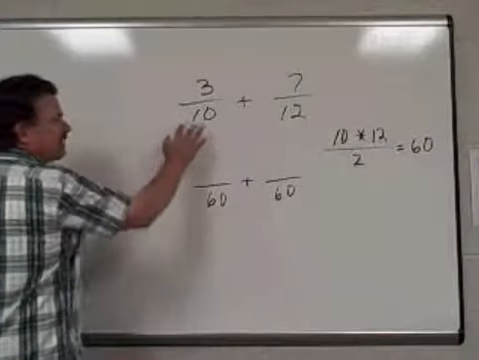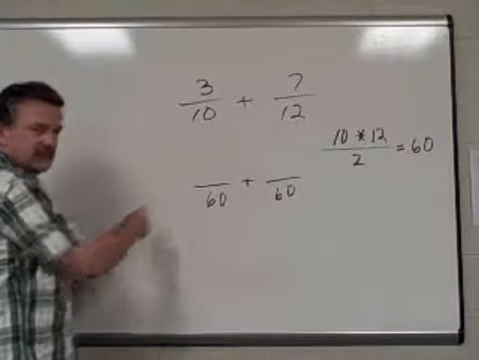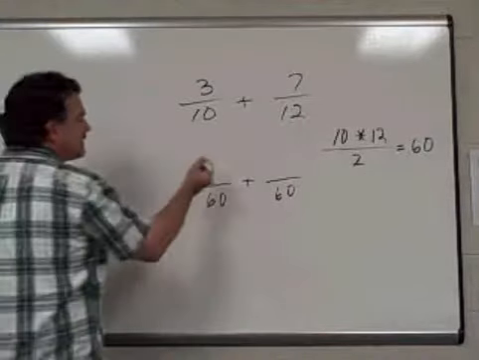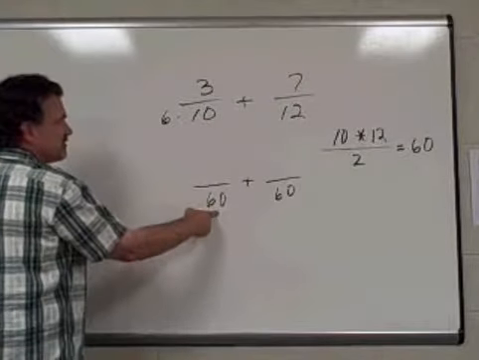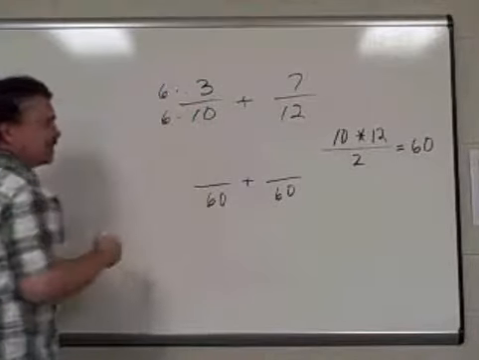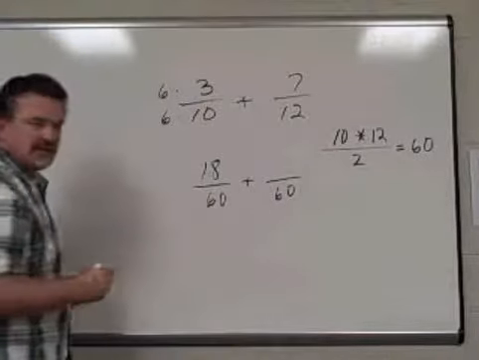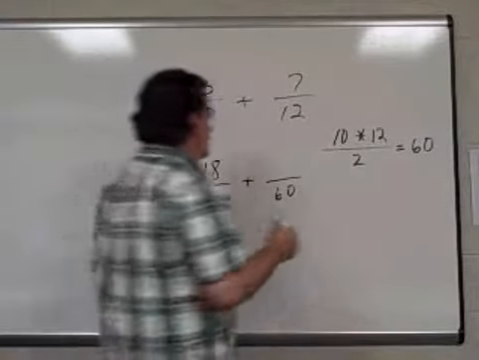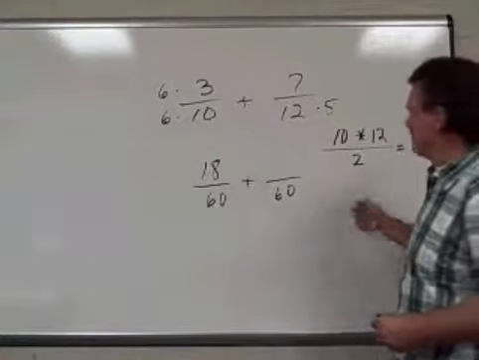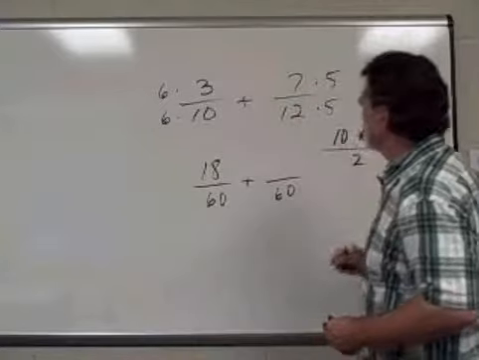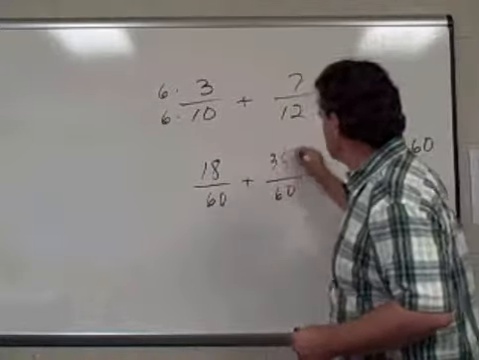And we do that by looking at the number that we multiply times the original denominator to make the common denominator. In this case, that would be 6. 6 times 10 makes 60. So we have to multiply the numerator by that same quantity. 6 times 3 is 18. For this fraction, 5 times 12 makes 60. So I must multiply the numerator by 5 as well. 5 times 7 is 35.